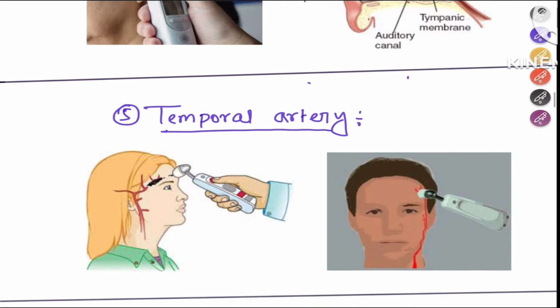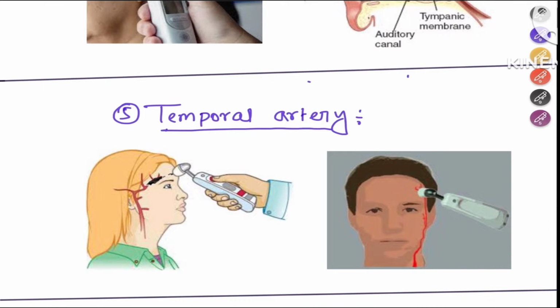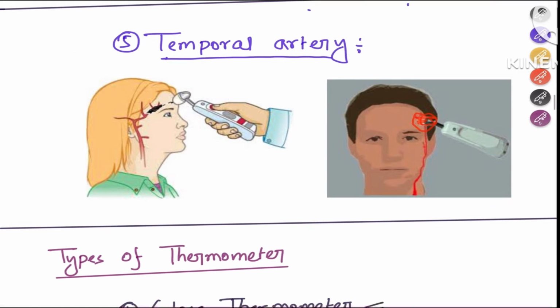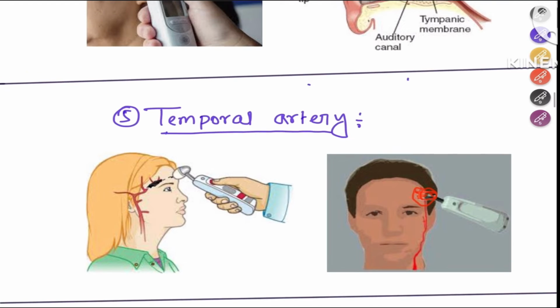Next one is the temporal artery temperature. We will place the thermometer in this region. I put a picture here. That is the temporal artery temperature. Okay. So we completed the sites of the temperature.